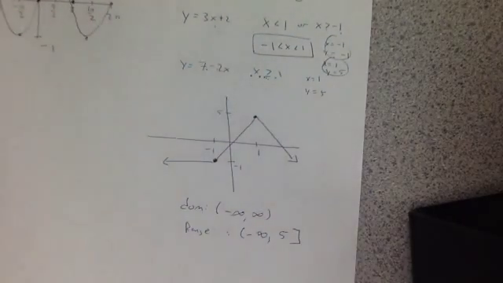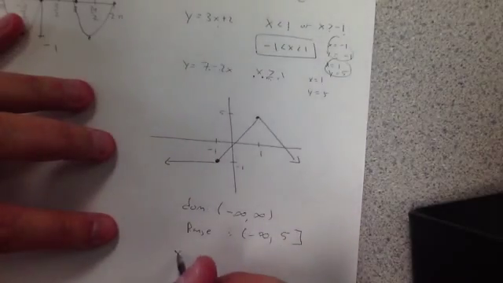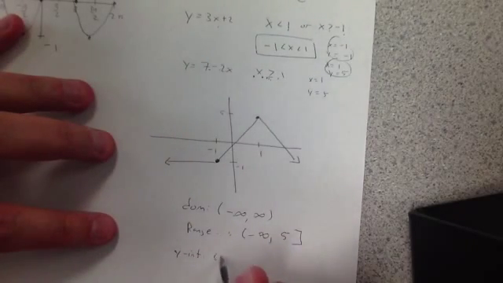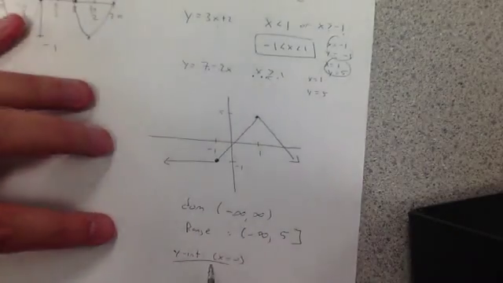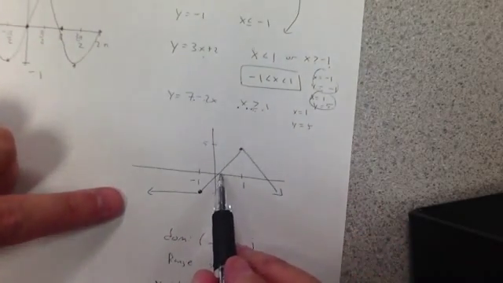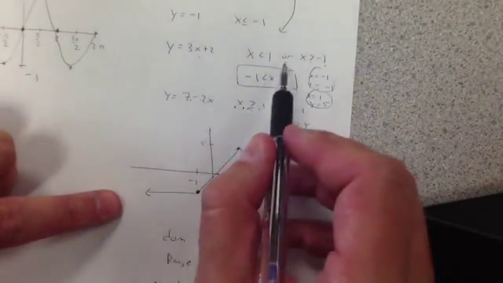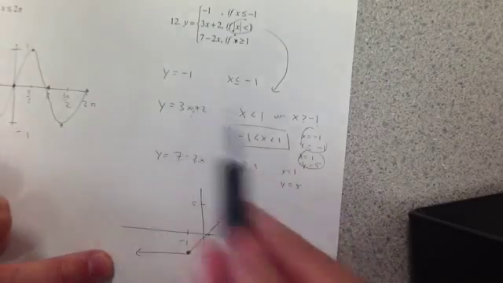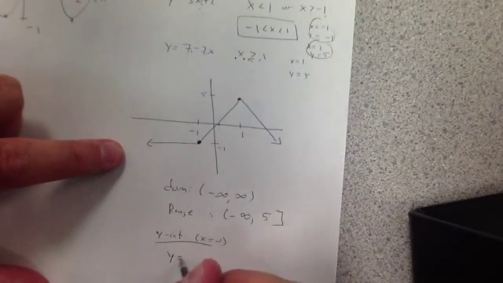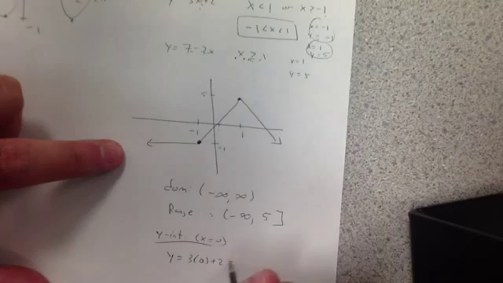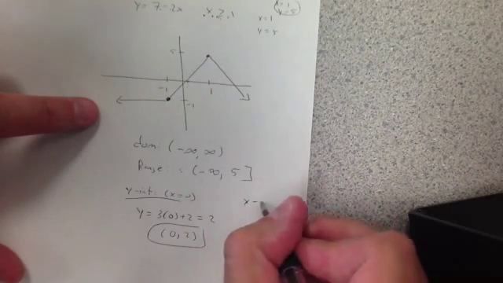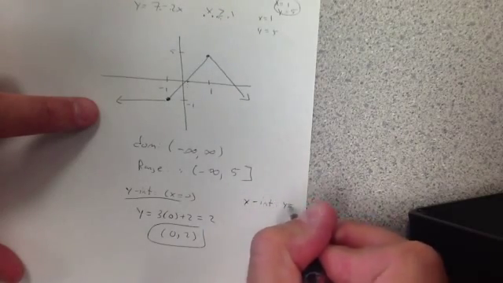Very easy to do. Now, if I want to get the y-intercept, remember, that's where x is 0. Well, where x is 0, let's take a look here. I'm going to be on the second function. So it's y equals 3 times 0 plus 2, and it's 2. So it's 0, 2.